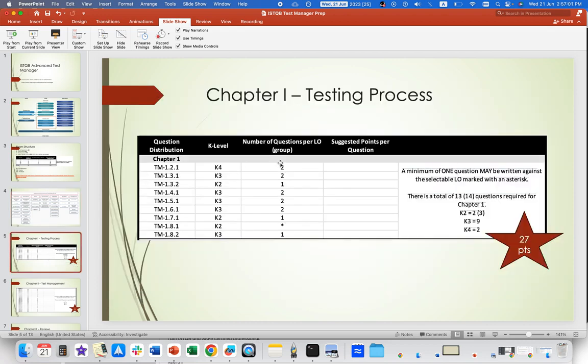For the first chapter, testing process, see, these are all the K levels and these are the number of questions per learning objective. Each of the subtopics here you see is a learning objective, and these many questions you can expect from each learning objective. And a minimum of one question may be written against the selectable learning objective marked with an asterisk. If it is an asterisk, that means at least one question will be asked from here.